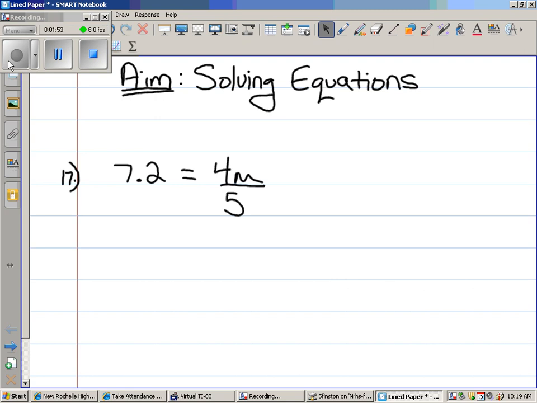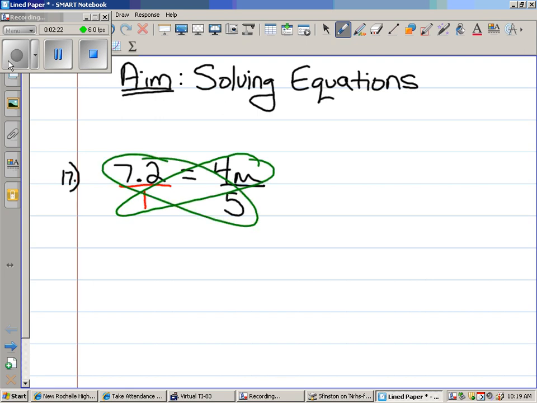I'm going to show you something that I would do if I saw the problem. You might do it differently. Here's what I would do. 7.2 divided by 1. You know why? Because now we have two fractions set equal to each other, and whenever you have two fractions equal to each other, you cross multiply. Look at what it looks like. It looks like a Band-Aid.